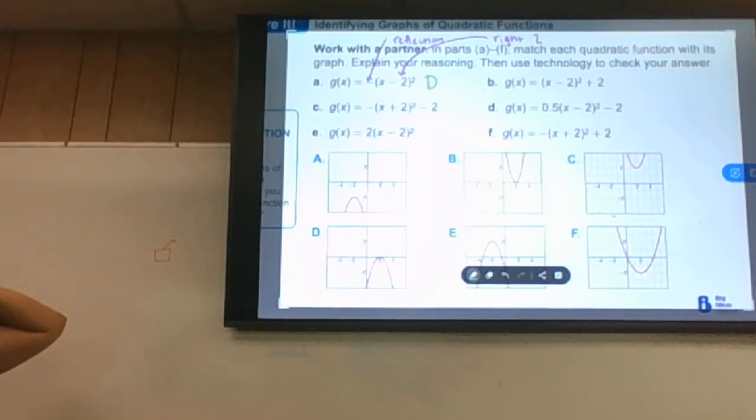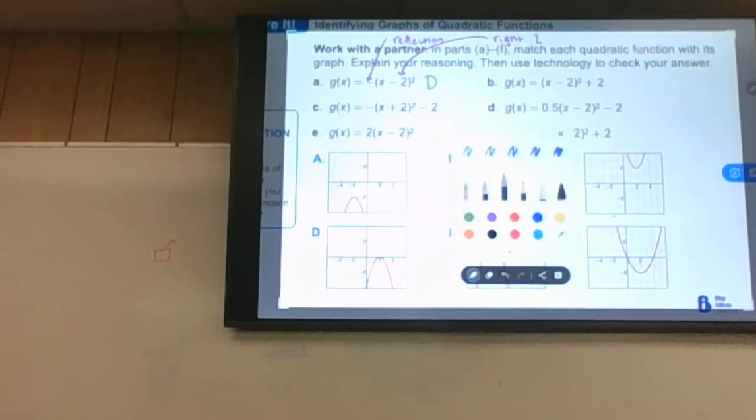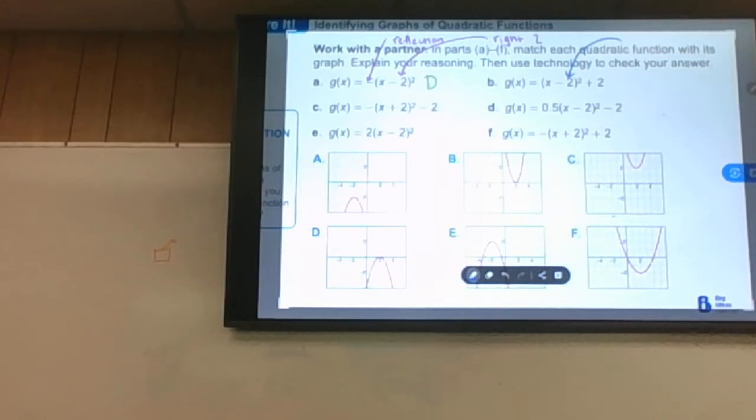Little letter B. Who can look at the equation and tell me what I should be picturing? I'll start with an arrow. When I look here, what should I picture? Right two. And when I look here, what should I picture? Up two. All right, who can find the one that is not reflecting, that is right 2 and up 2? Cool. C. Let me mark these off. So we use D and we use C.